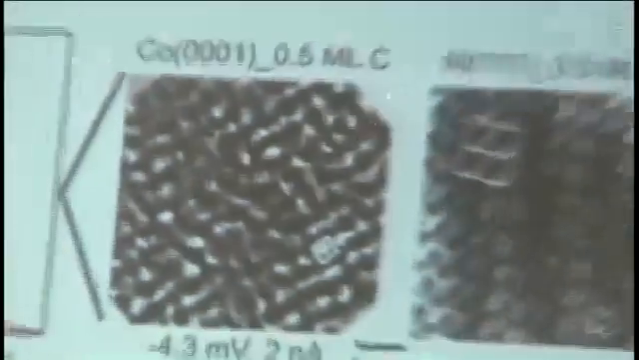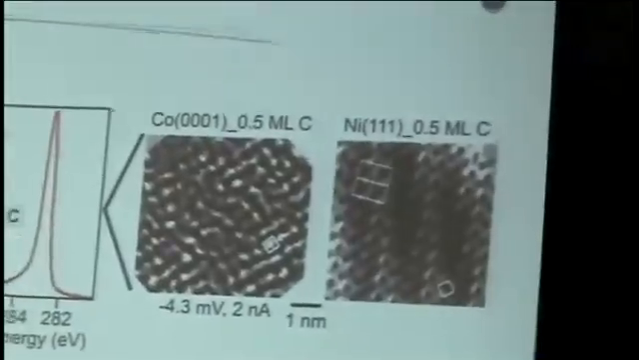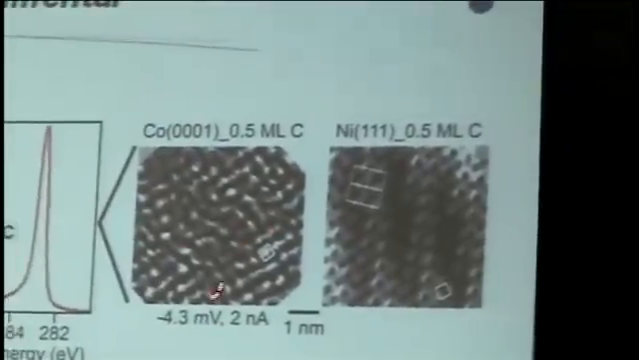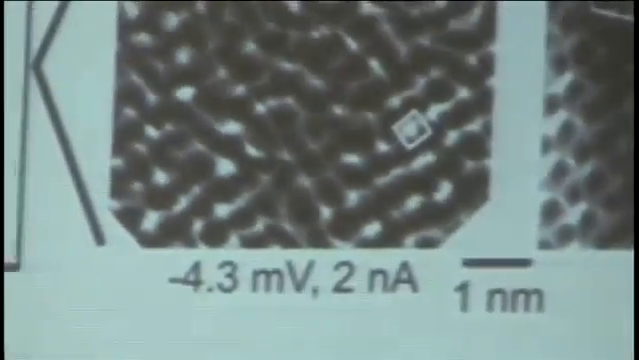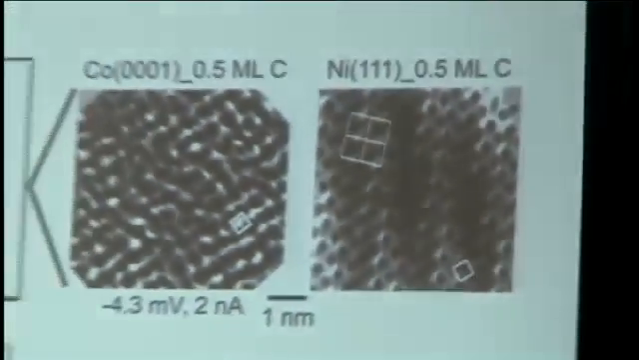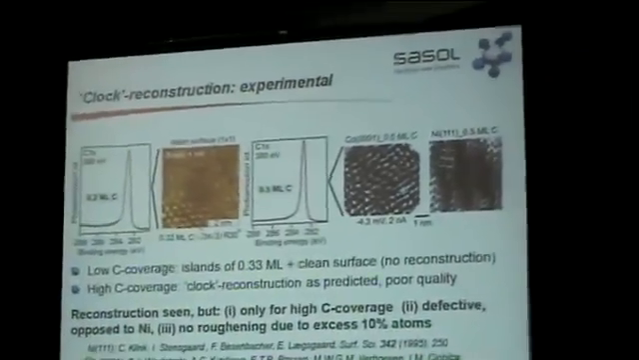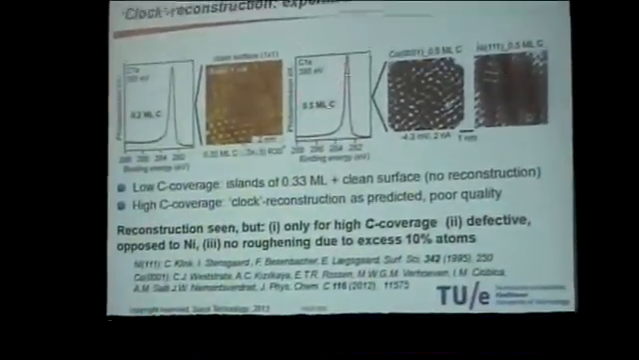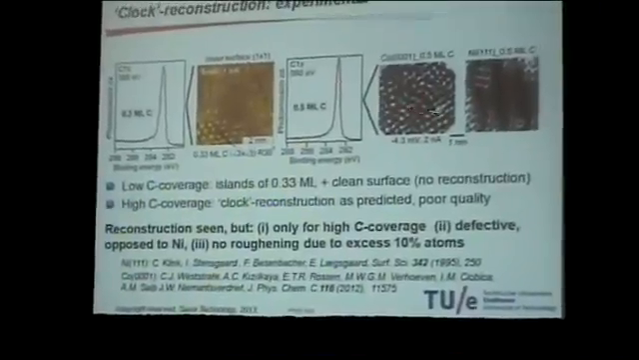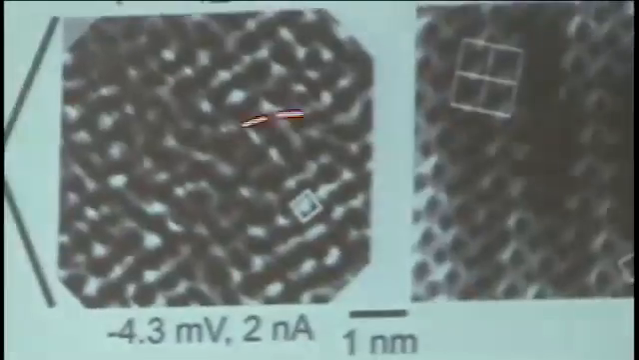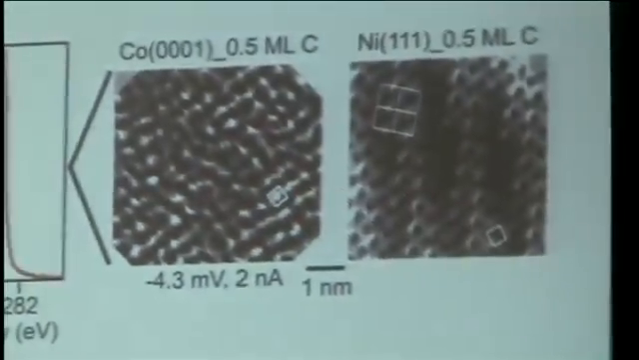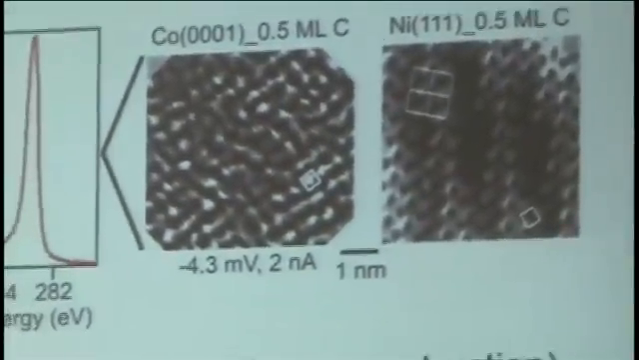But now instead, if we saturate the surface with atomic carbon, which is half a monolayer equivalent, then we can see a square pattern on the surface. The surface is originally hexagonal, but we find square patterns on the surface, which is what you expect, because that's the reconstruction that can happen on the surface. So we can make this reconstruction on the cobalt surface, similar to nickel 111. The difference is that on cobalt, it's not as nice, you can say, so it contains many more defects.